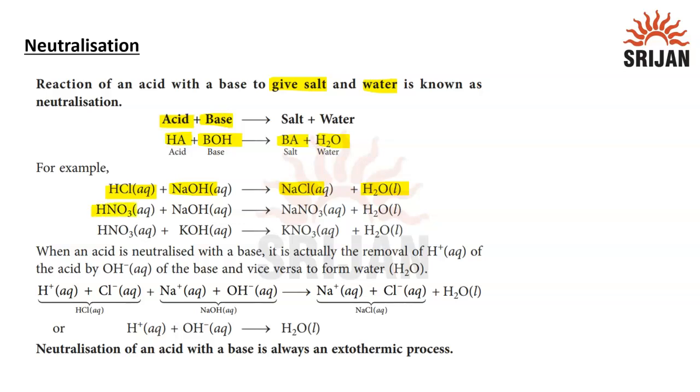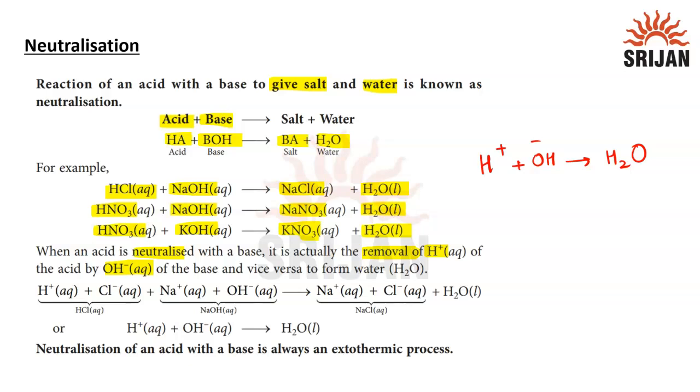Now HNO3, nitric acid, reacts with NaOH to give NaNO3, sodium nitrate, along with water. Similarly, HNO3 with KOH gives KNO3, a salt called potassium nitrate, and water. When an acid is neutralized with a base, what happens is the removal of H plus of the acid by OH minus. The acid has H plus ions and the base has OH minus ions, so they react and form H2O. This is what happens whenever an acid and a base react.